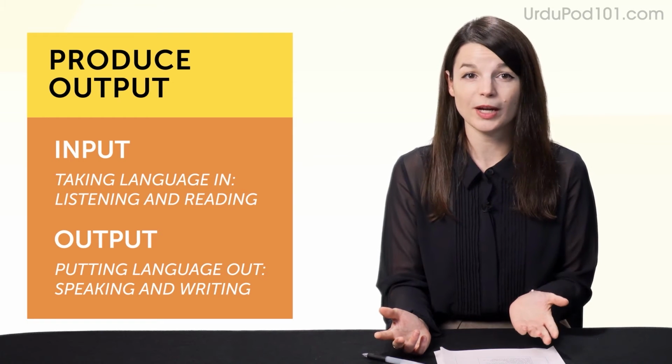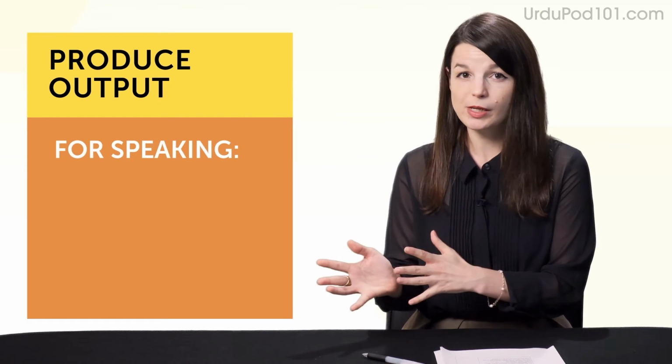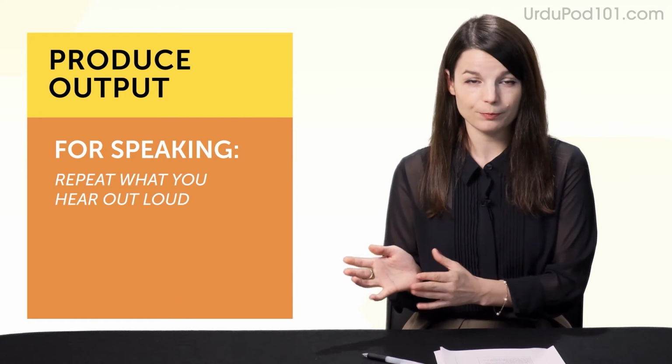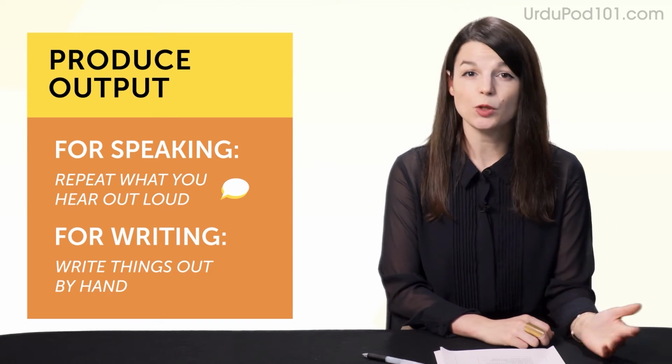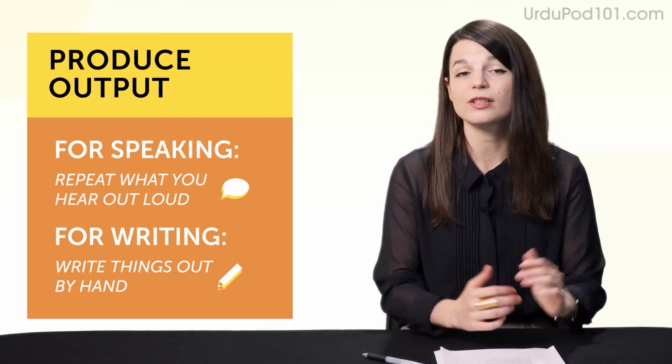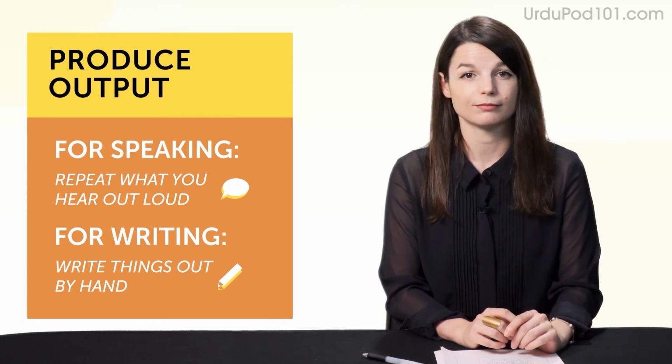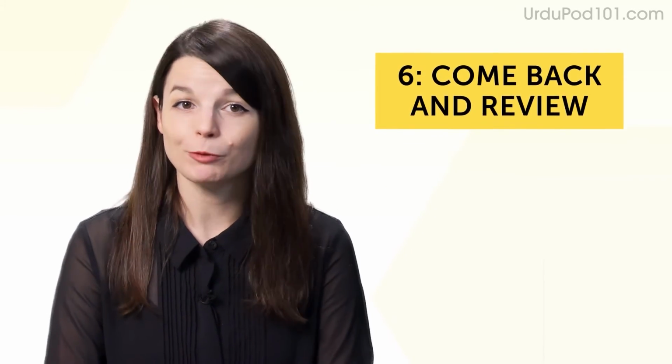So the easiest ways to produce output are, for speaking, repeat what you hear out loud. That's called shadowing. And for writing, write things out by hand. You can copy out our lesson dialogues or just copy the sentences out of a textbook. Habit number 6, come back and review.